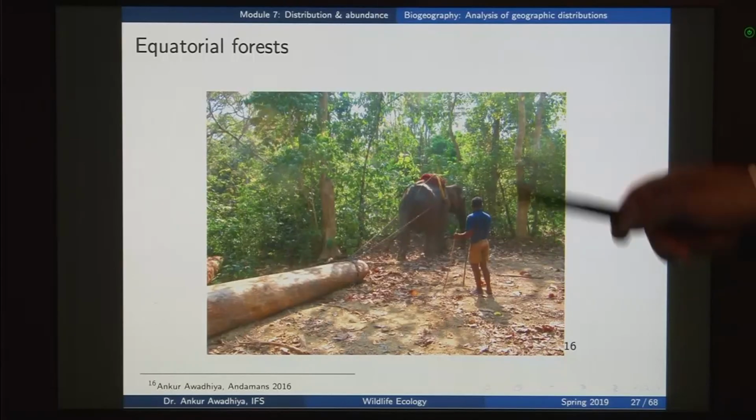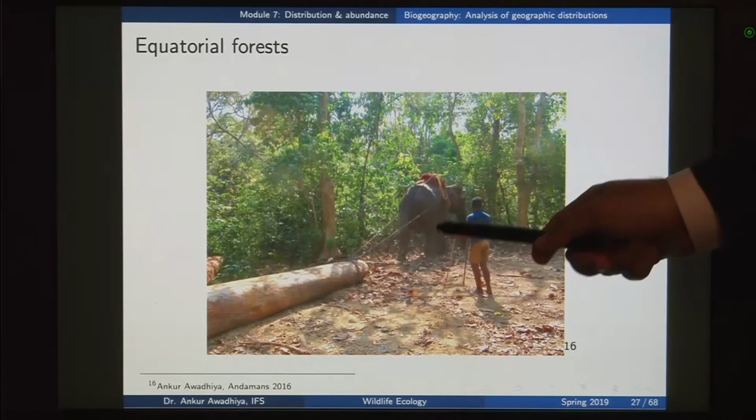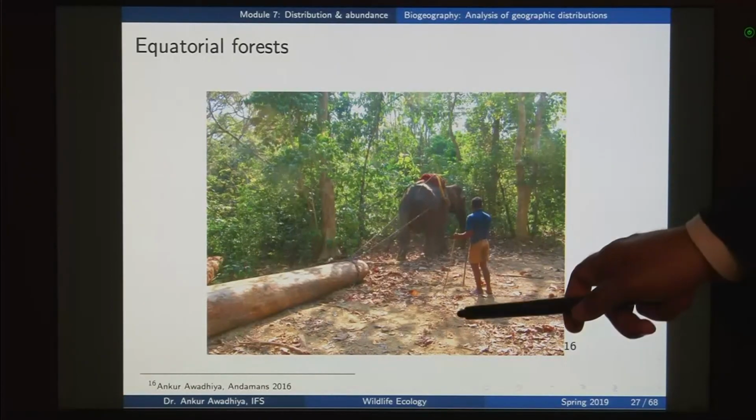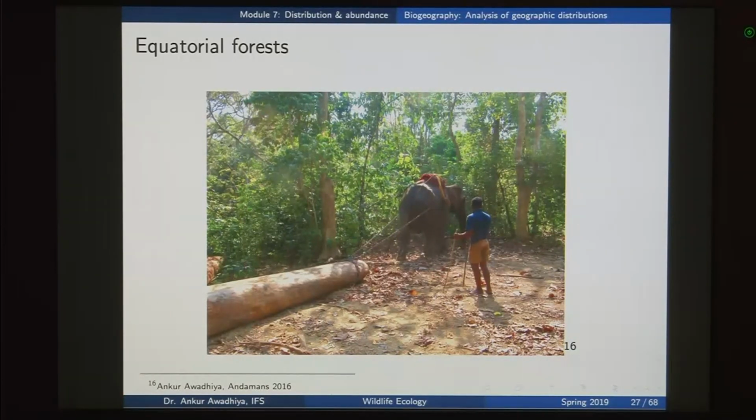So, there will be very tall trees. You can see this log that is being moved by this elephant. Now, elephants are not naturally found in this area, but elephants were brought to this area to help in the logging operations. Now, in the case of equatorial forest, because these are close to the equator, you have a large amount of sunlight that is available for the growth of the vegetation. So, you have ample water, you have ample sunshine, you have a fertile soil, and so you have very tall trees.